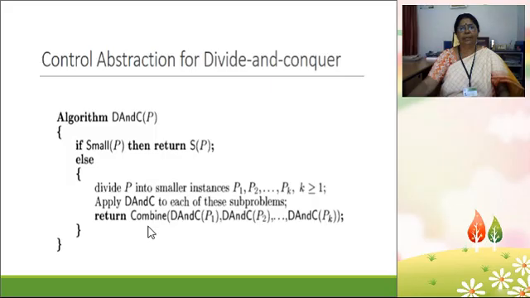So combine, divide and conquer. DNC of P1 returns the solution to P1, DNC of P2 returns the solution to P2. Likewise, we combine the k subsolutions to find the solution to the original problem P. So this is the general control abstraction for any divide and conquer based algorithm.